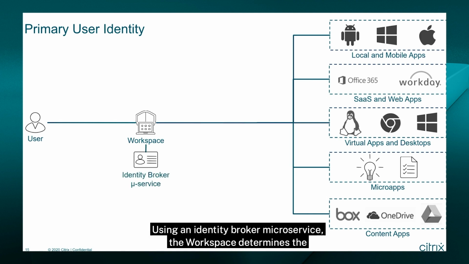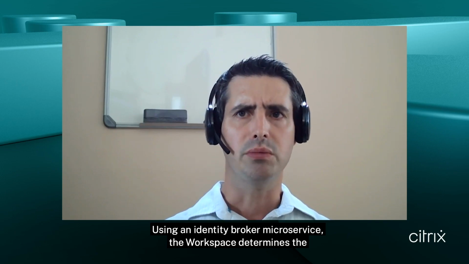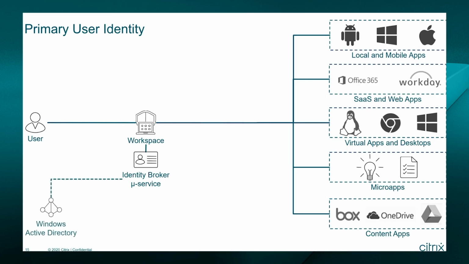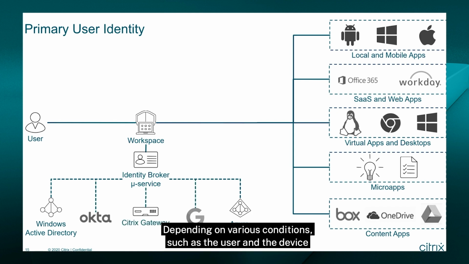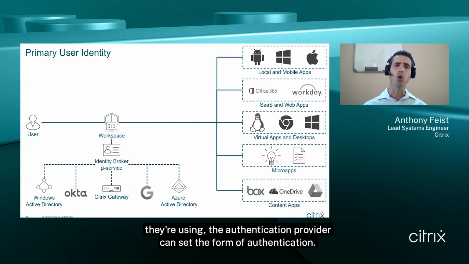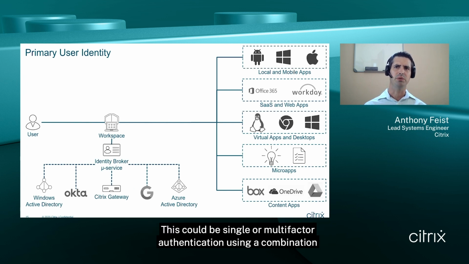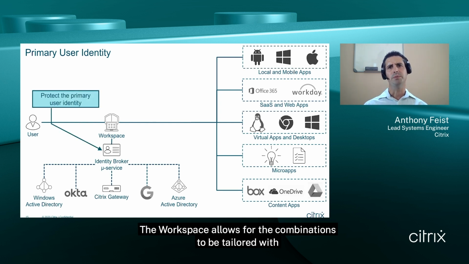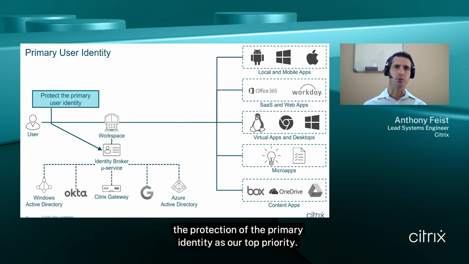Using an identity broker microservice, the workspace determines the contextual policy to use for authentication. Depending on various conditions, such as the user and the device they're using, the authentication provider can set the form of authentication. This could be single or multi-factor authentication, using a combination of passwords, tokens, notifications, and even certificates. The workspace allows for the combinations to be tailored with the protection of the primary identity as our top priority.